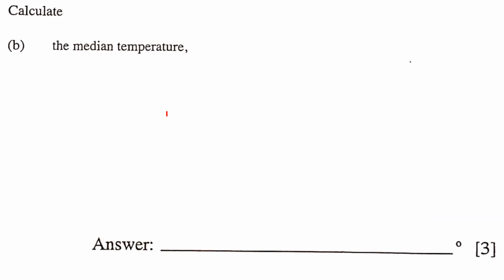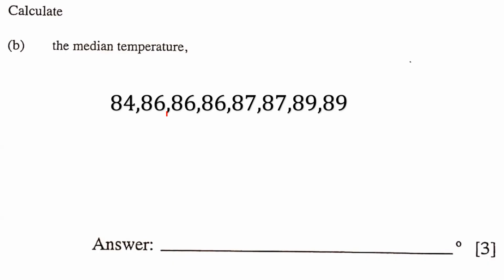It says calculate the median temperature. Now we know the median is basically the number in the middle after you arrange the numbers in ascending order. Now sometimes you might have 2 numbers in the middle. In that case, we'll show you what to do here.